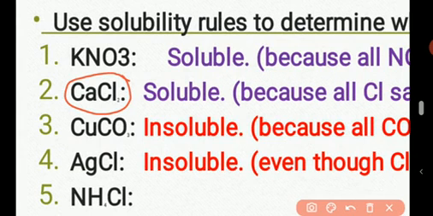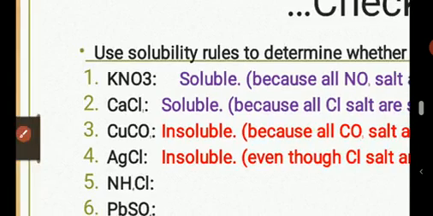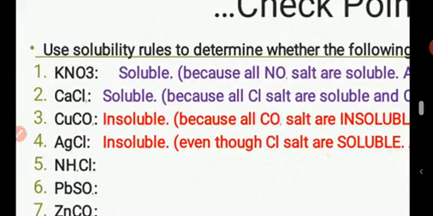Now I told you that whenever you see a chloride salt, first of all assume it is soluble until you check the back. If you check the back and the metal that is there is not lead and it's not silver, then you know that salt is soluble, because lead(II) chloride and silver chloride are the exceptions to the solubility rule. Since calcium is not silver and is not lead, its chloride is very soluble. So we have seen that calcium chloride is soluble. Now let's see number 3.